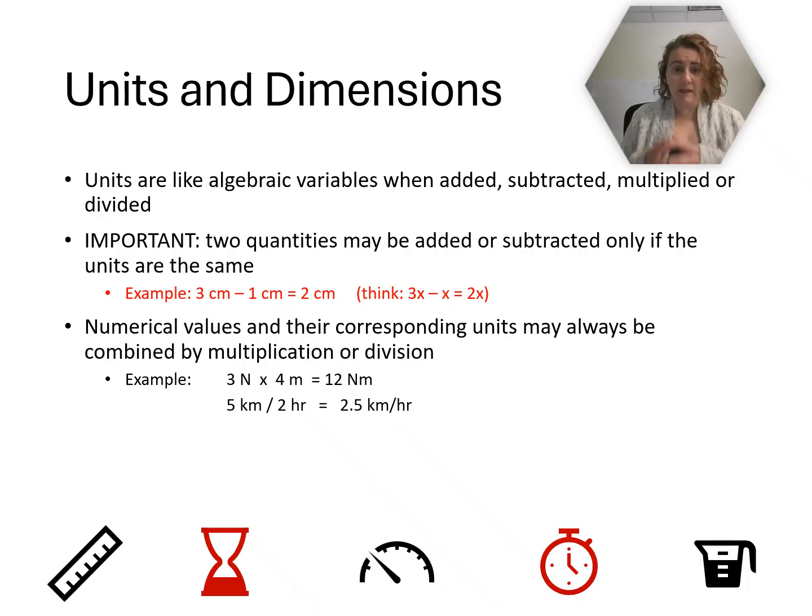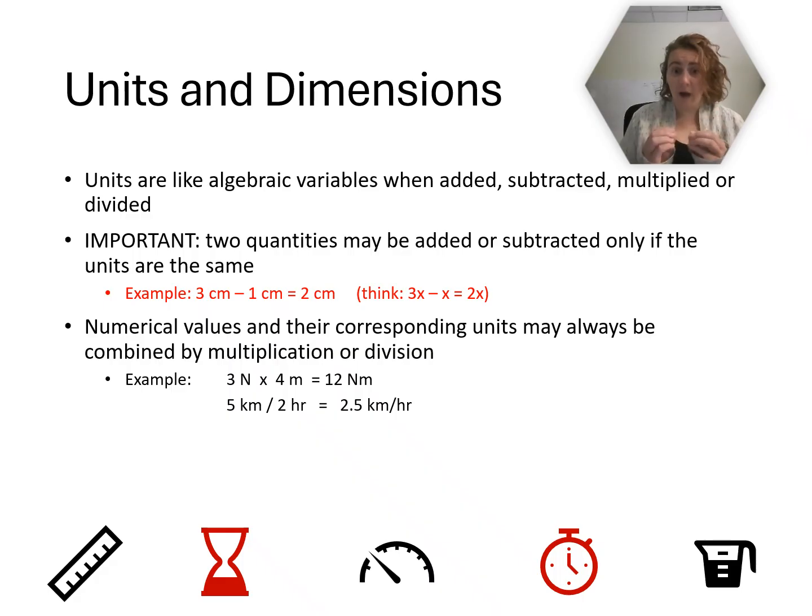So units are like algebraic variables when they are added, subtracted, multiplied, or divided. It's important to note that two quantities can be added or subtracted only if the units are the same. For example, if you are subtracting 1 centimeter from 3 centimeters, you get 2 centimeters. If you were to replace each of the units with x as a variable, it would read 3x minus x is equal to 2x. So whenever you're adding or subtracting, the units must be the same, and that's important.